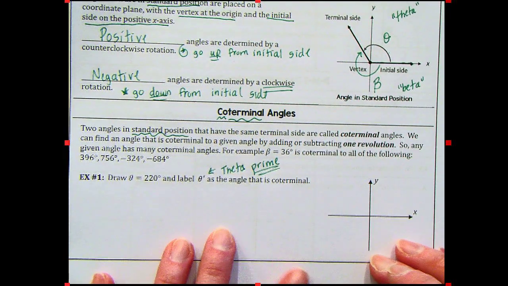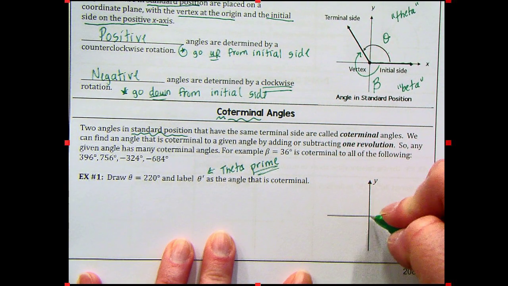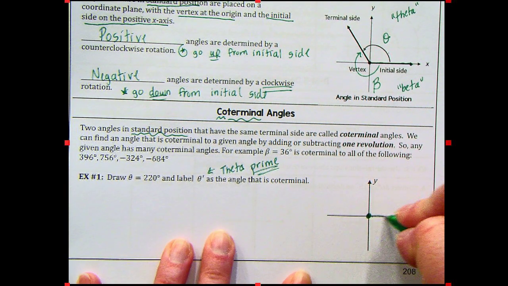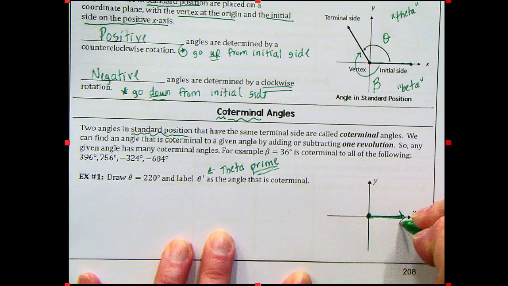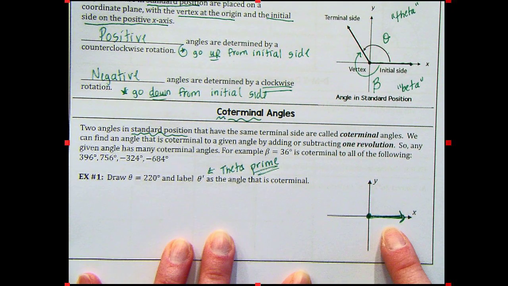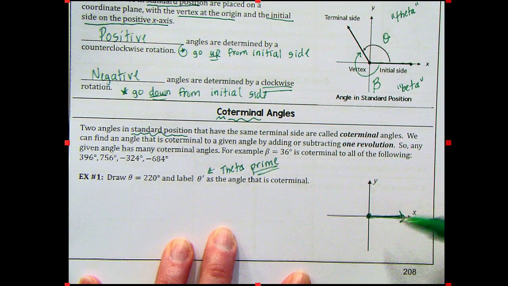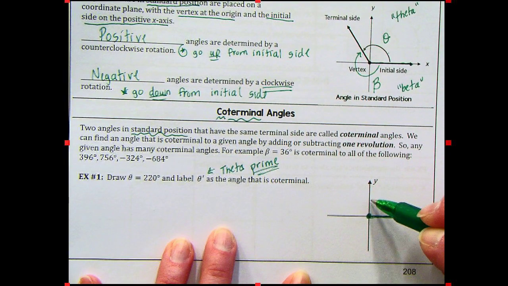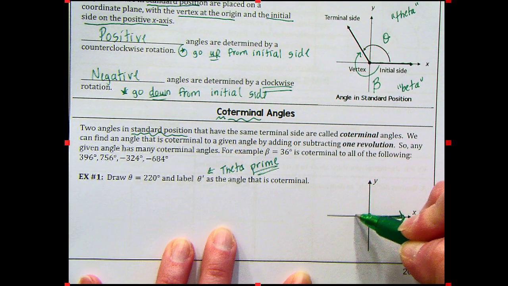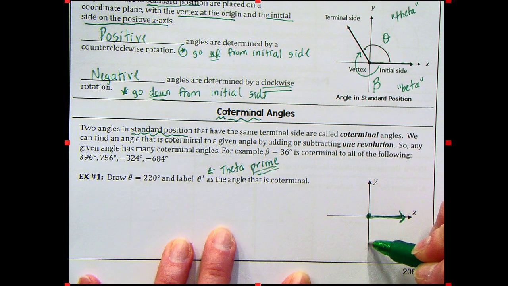So if I'm drawing 220 degrees, first off, I put my vertex at the origin and I put my initial side along the positive x-axis. Since it is a positive 220, I know I'm going up. You should also know that every quadrant is 90 degrees. So it'd be 90, 180, 270 would put me here.